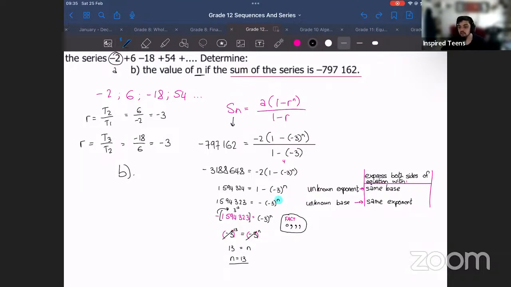But it's a negative, so would it be a fraction? I don't understand. What do you mean, would it be a fraction?